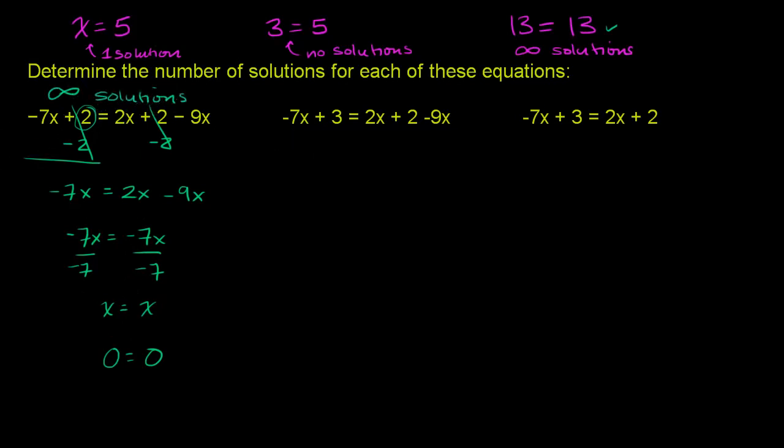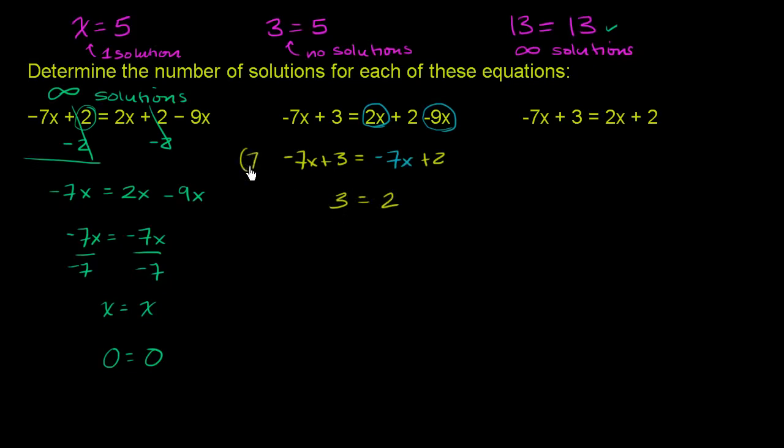solutions. Let's think about this one right over here in the middle. Once again, I'll do it a little bit differently. I'll add this 2x and this negative 9x, so we will get negative 7x plus 3 is equal to negative 7x plus 2. Now let's add 7x to both sides. If you add 7x to the left-hand side, you're just left with a 3 there. And if you add 7x to the right-hand side, this goes away, and you're just left with a 2 there.